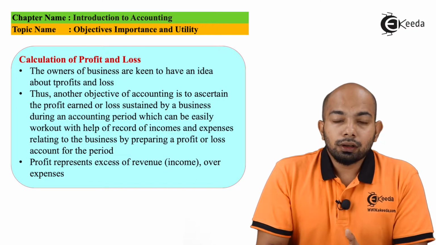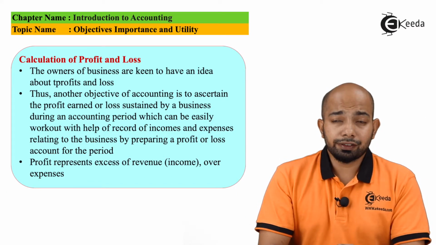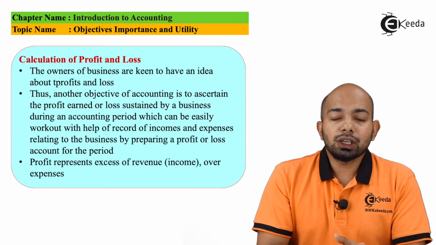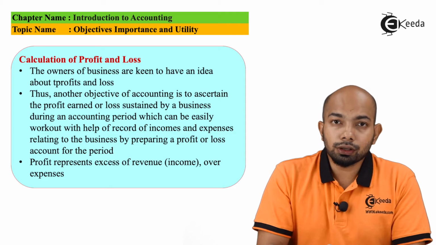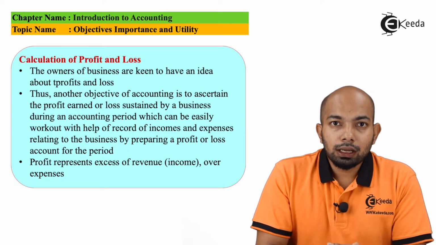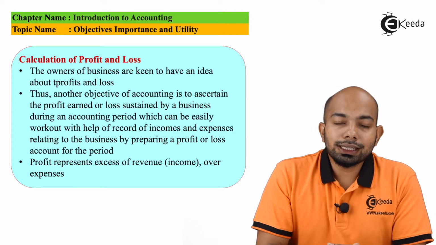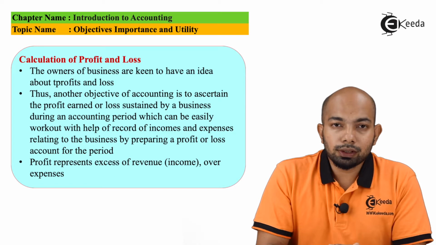So when you have accountancy, it means you have maintenance of records. When you have records of every transaction, you have access to every possible expense and income that you have earned in that specific period. Hence, maintenance of records is one of the most important objectives when it comes to accountancy.